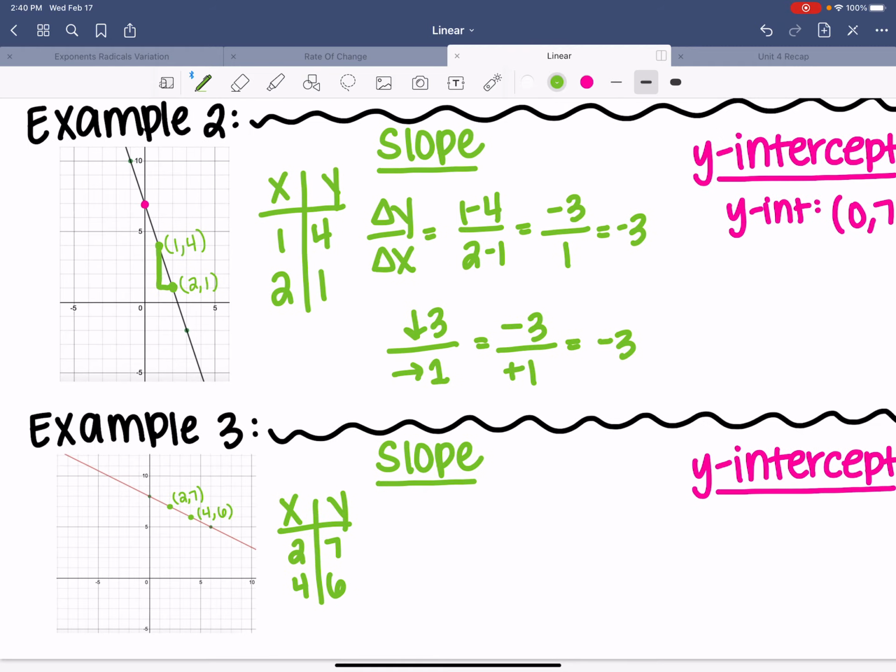And I'm going to find the slope, or the change in y over change in x of those 2 points. So 6 minus 7 over 4 minus 2. So that would be -1 over +2, so -1/2.